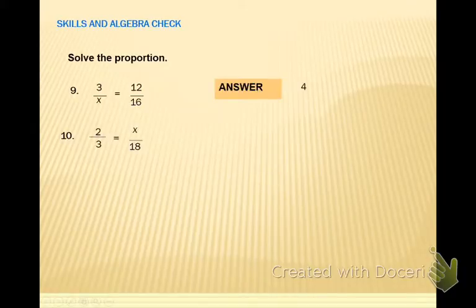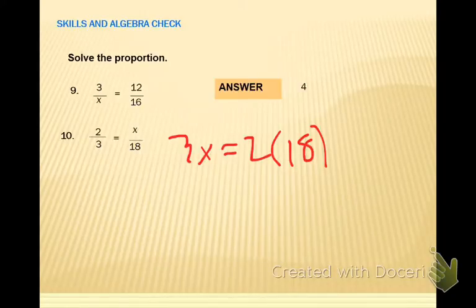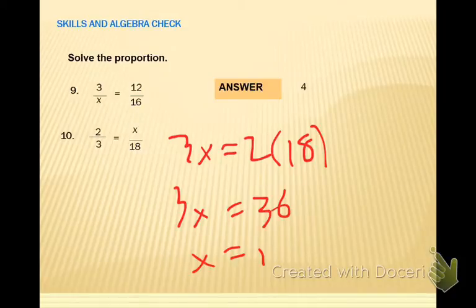Okay, solve this proportion. To solve this proportion, we would take 3 times x, that equals 2 times 18. So that's going to be 3x equals 36, x equals 12.